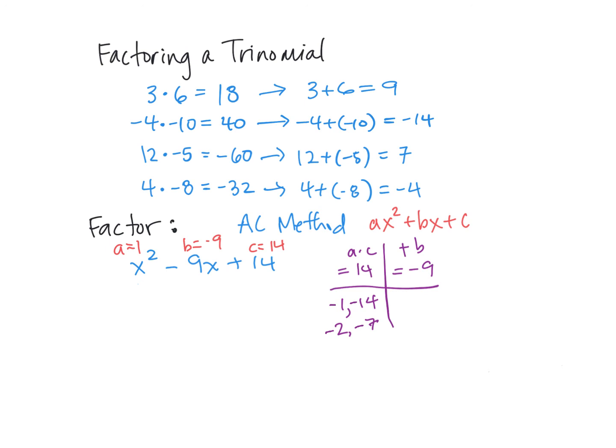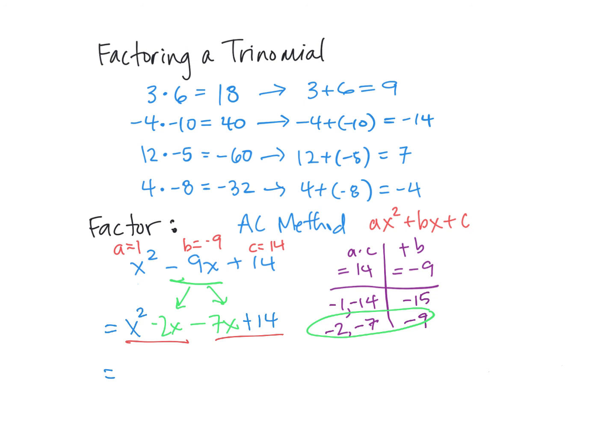Let's add them up. -1 minus 14 is -15. -2 minus 7 is -9. We got it. That's the pair that we're looking for. So I'm going to take that and split it up into -2x's minus 7x. Bring down my 14, bring down my x squared. Pair them up. Forgot my equal sign. How embarrassing.